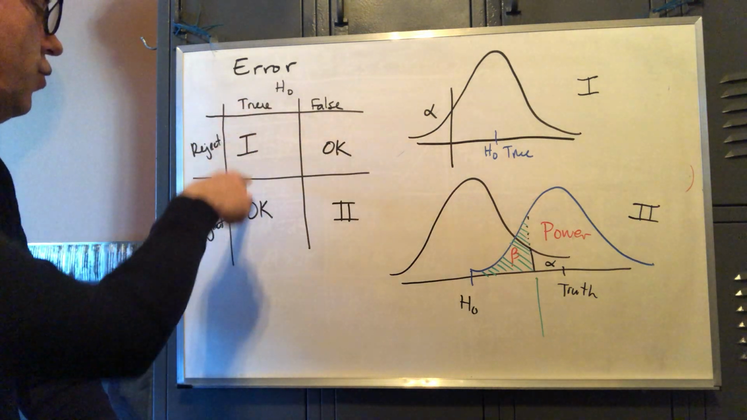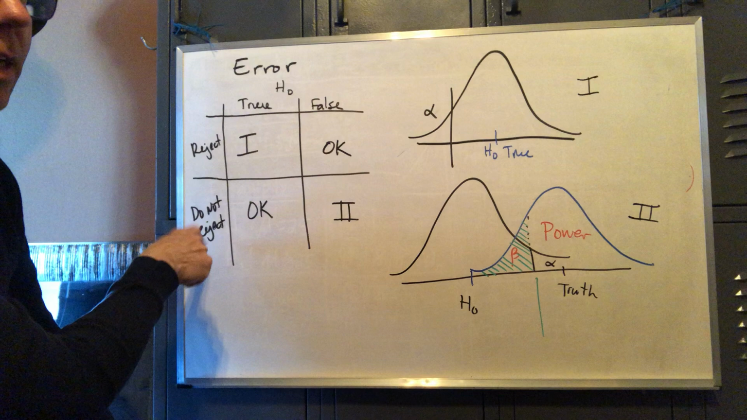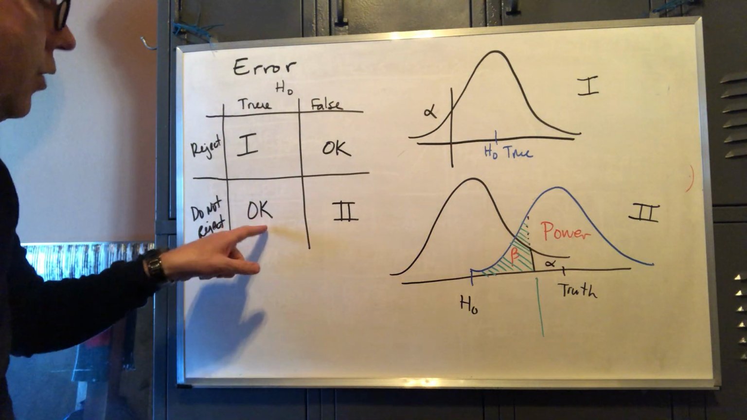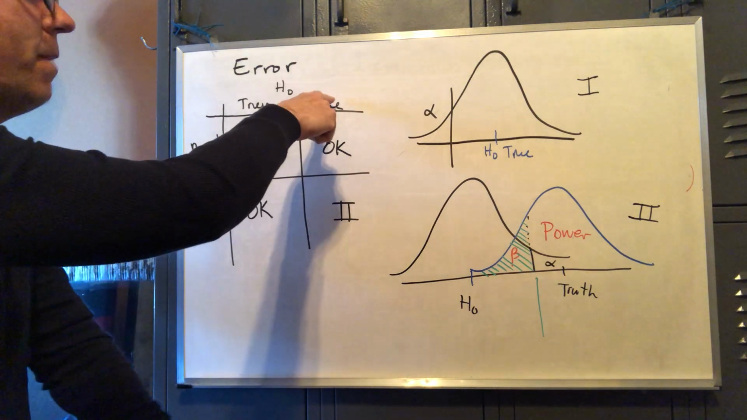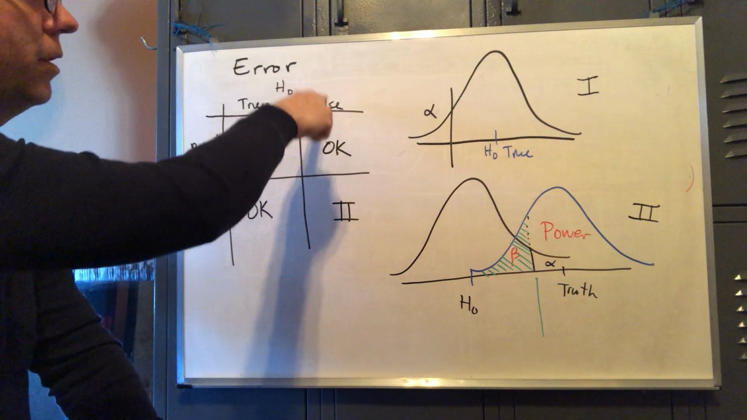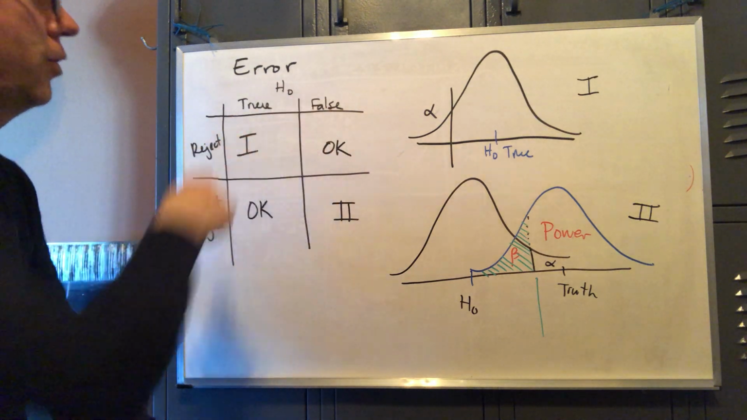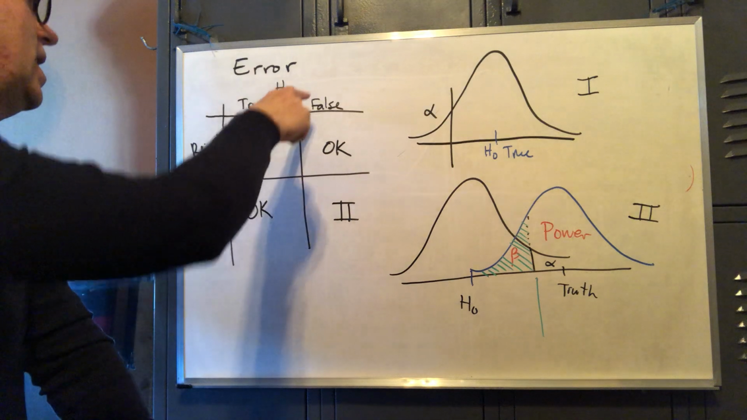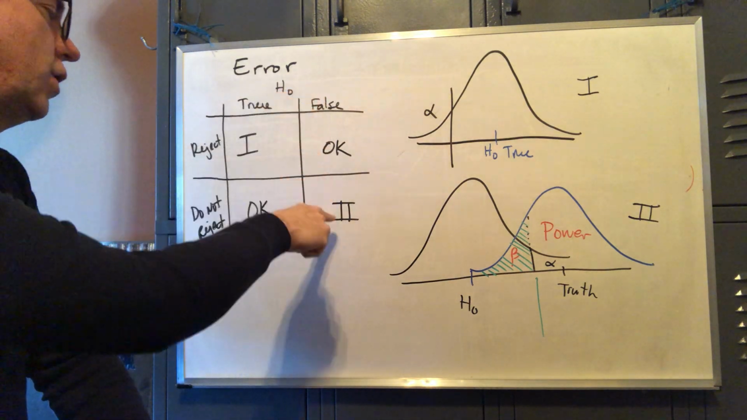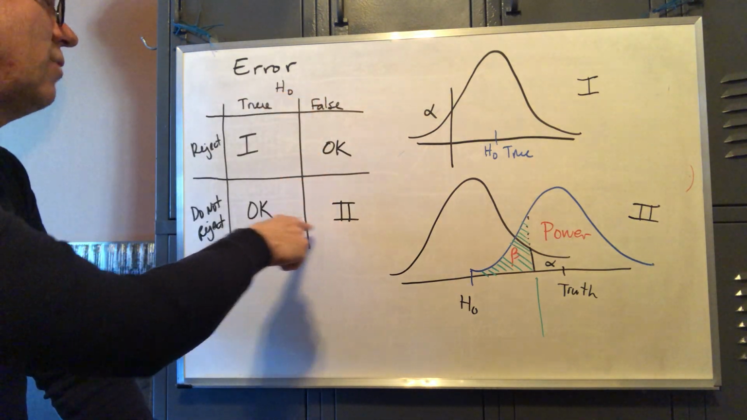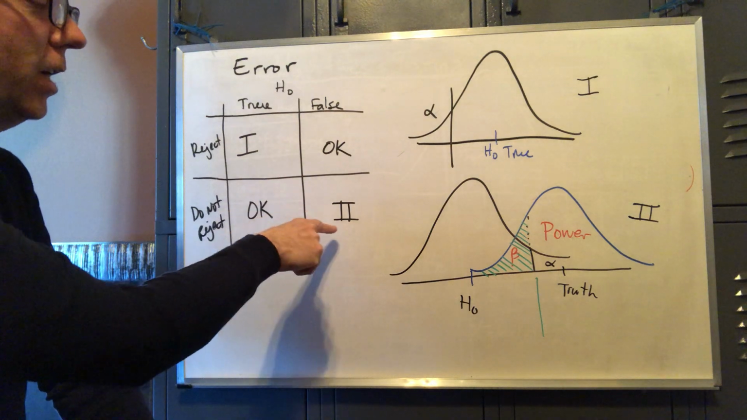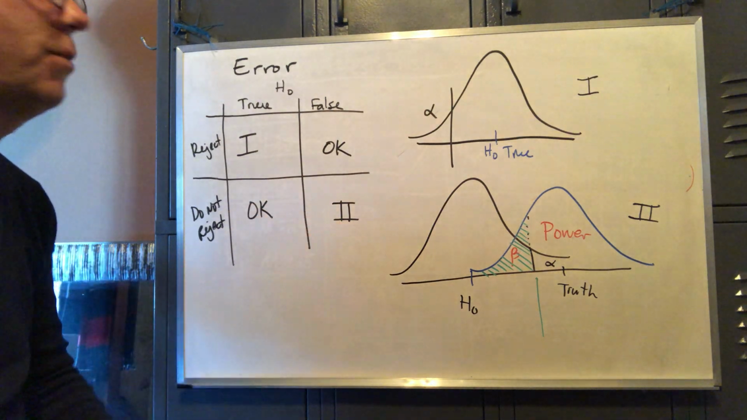If I have a true null hypothesis and I don't reject it, that's a good thing, right? So that's okay. If my null hypothesis is not correct, it's false, and I reject it, that's good. And then lastly, if I have a false null hypothesis and I do not reject it, that's bad. I should have rejected it, and I didn't. That's a type 2 error.